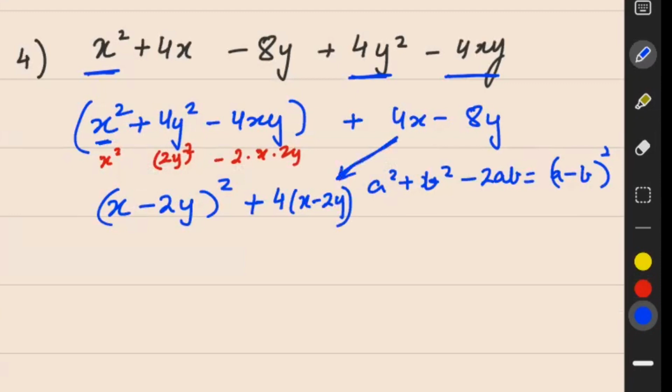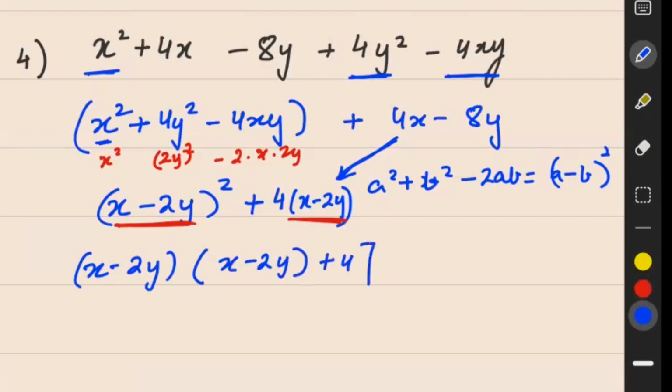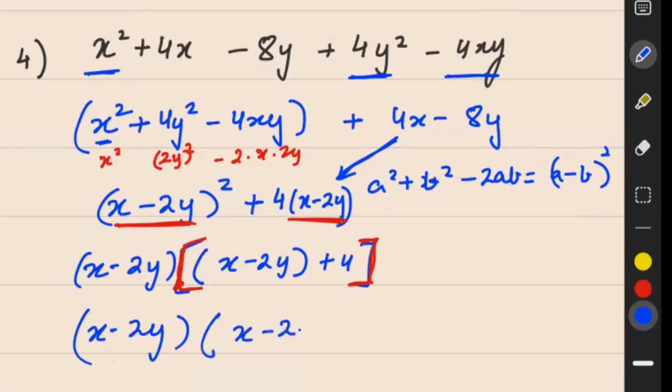I can see that there is a 4 common. Now, if I see that these two have a common term (x minus 2y), so I will take out (x minus 2y). What remains inside is (x minus 2y) and plus 4. That means this remains inside here. Or if you want, I can make it with a red color pen. This remains inside. Now opening the bracket, x minus 2y is like this only. This becomes (x minus 2y)(x minus 2y plus 4), which is your answer.